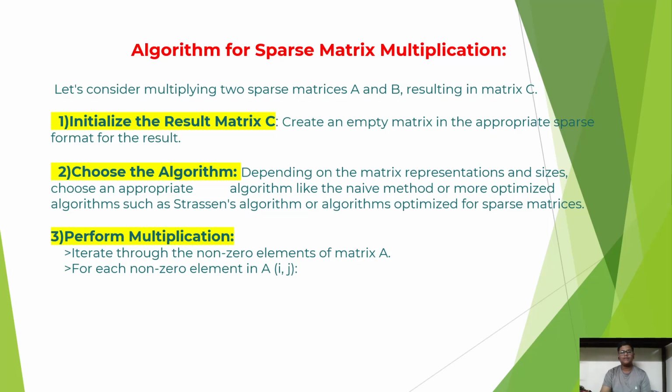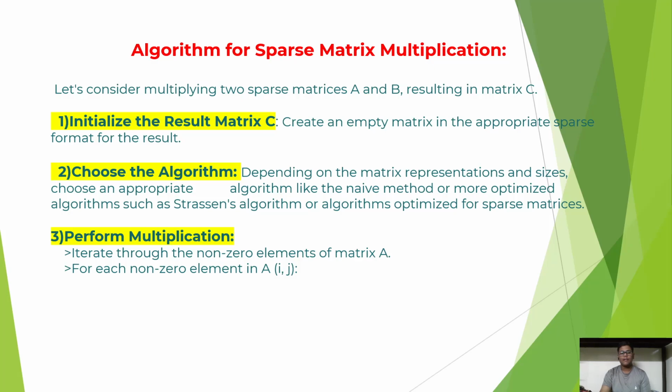Algorithm of sparse matrix multiplication. Let's consider multiplying two sparse matrices A and B resulting in a matrix C. Initialize the result matrix C. Create an empty matrix in appropriate sparse format for the result. Choose the algorithm depending on the matrix representation and the size of the operation. Algorithms like the naive method, or more optimized algorithms such as algorithms optimized for sparse matrices.